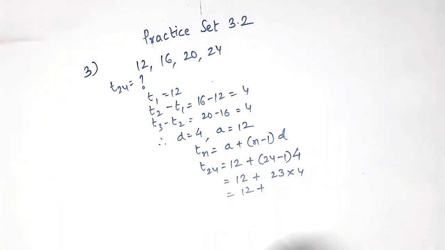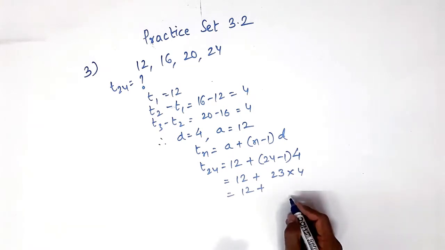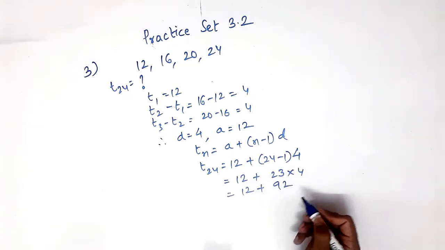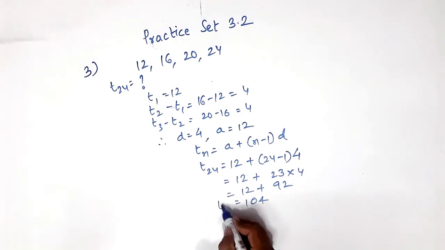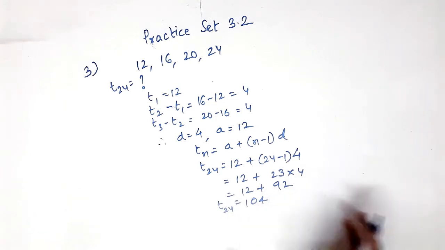What is 23 4 times? 23 4 times is 92, correct. Okay, and 92 plus 12 is 104. So T24 equals 104.